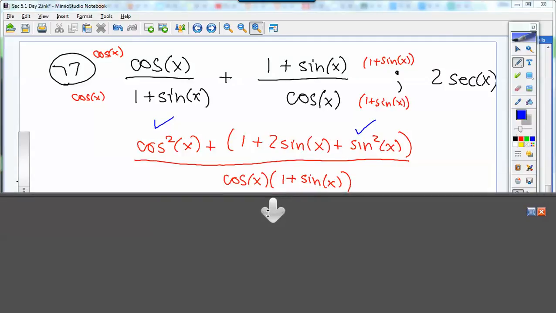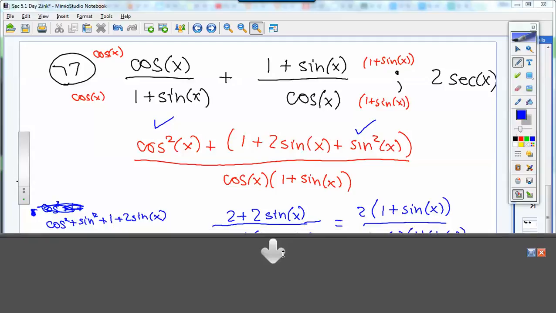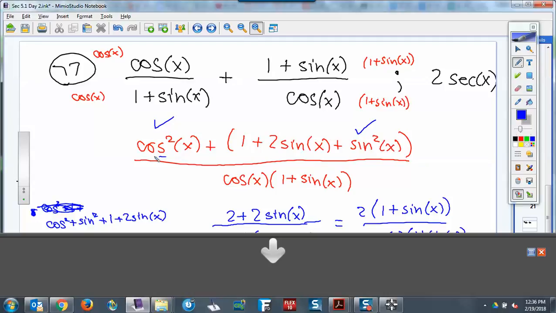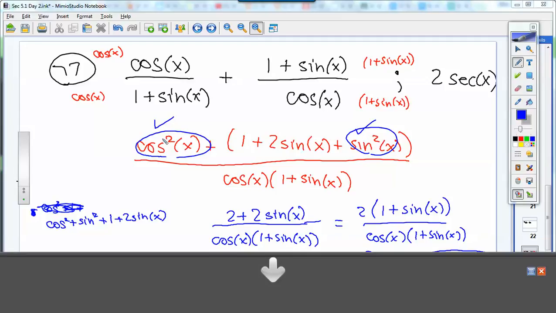Okay, so I'm just going to rearrange those. So over here, I got cosine squared plus sine squared plus 1 plus 2 sine x, so just rearrange at the top. But that and that make a 1. Plus this other one that's already there makes a 2. So the top becomes 2 plus 2 sine x. Right? So cosine squared plus sine squared makes a 1, plus that 1 makes a 2, 2 plus 2 sine x, and what can I do with that 2?